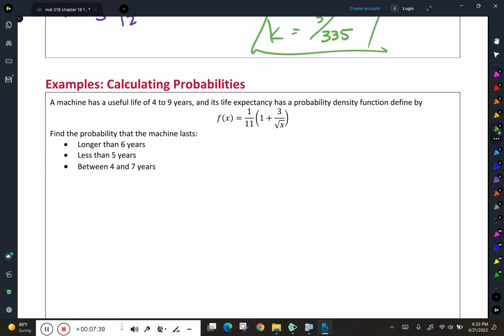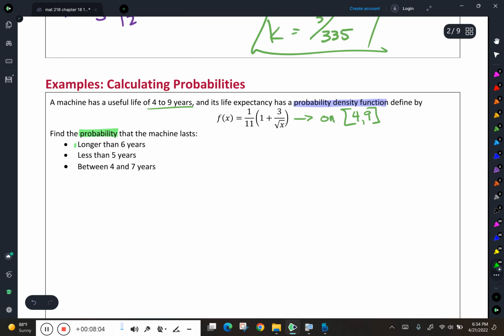Okay. This useful life of 4 to 9 years tells me that this probability density function is on the interval 4 to 9. Now, I don't have to check to make sure this is true because I'm told right here that it is a probability density function. But if I wanted to, I could. I just don't want to. All right, let's see what they want us to find out. They want us to find the probability that it lasts longer than 6 years.